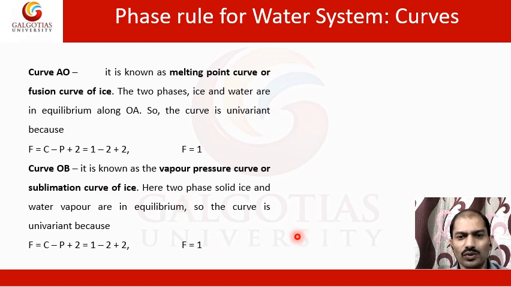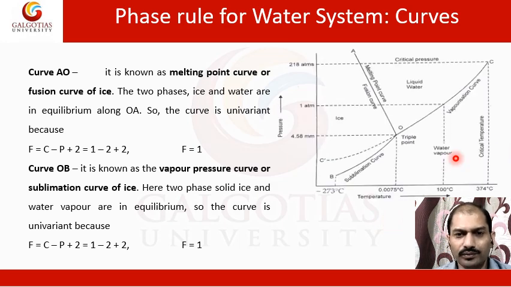So this is also a univariant curve. And another here, by this way you can find curve AO and curve OB, as you can see here. So this is a fusion curve or melting point curve AO. If you are talking about AO, the fusion or melting curve, how do we calculate the degree of freedom for that?